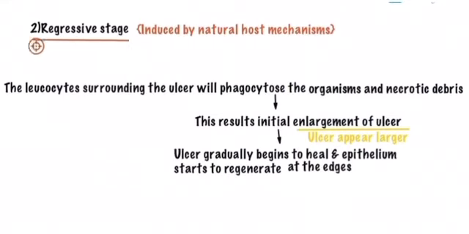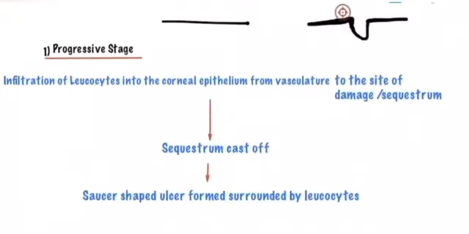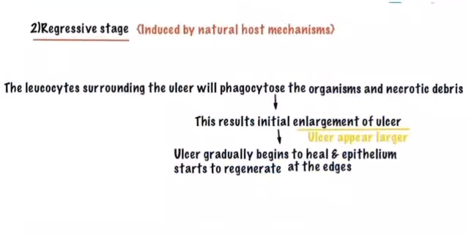In the second stage, which is the regressive stage, the leukocytes are already surrounding the ulcer. What happens now is that they will phagocytose the organisms and necrotic debris. Remember I told you that the floor of the ulcer will have necrotic debris? That debris, those dead cells and dead remains present in the base of the ulcer, will be phagocytosed by the leukocytes. So leukocytes are not just idle there, they have a purpose.